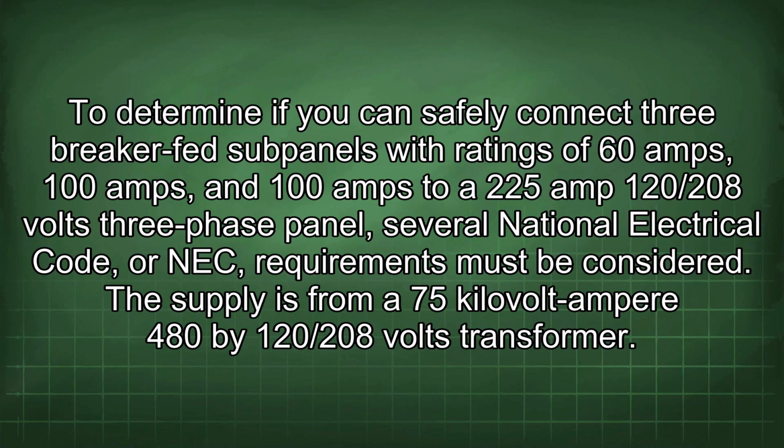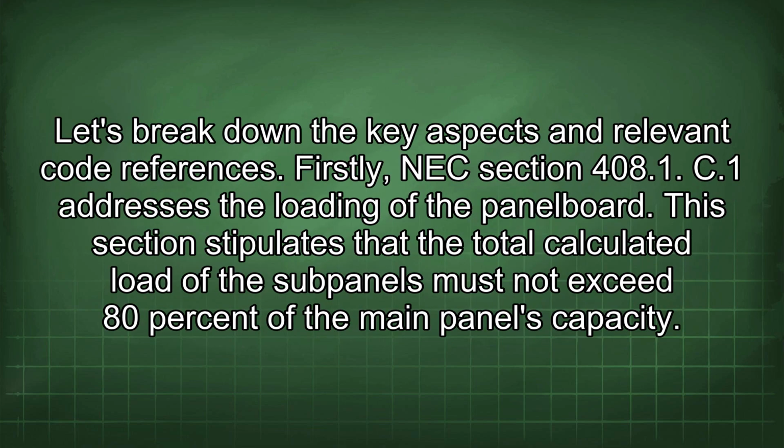To determine if you can safely connect 3 breaker-fed subpanels with ratings of 60 amps, 100 amps, and 100 amps to a 225 amp 120/208 volts 3-phase panel, several National Electrical Code (NEC) requirements must be considered. The supply is from a 75 kVA 480 by 120/208 volts transformer. Let's break down the key aspects and relevant code references.